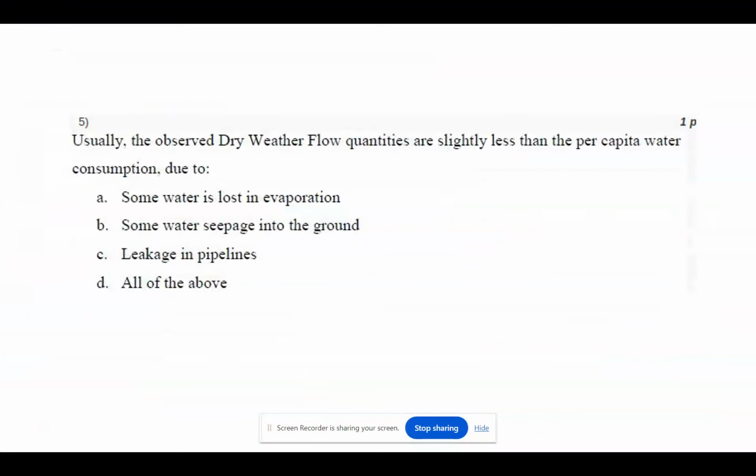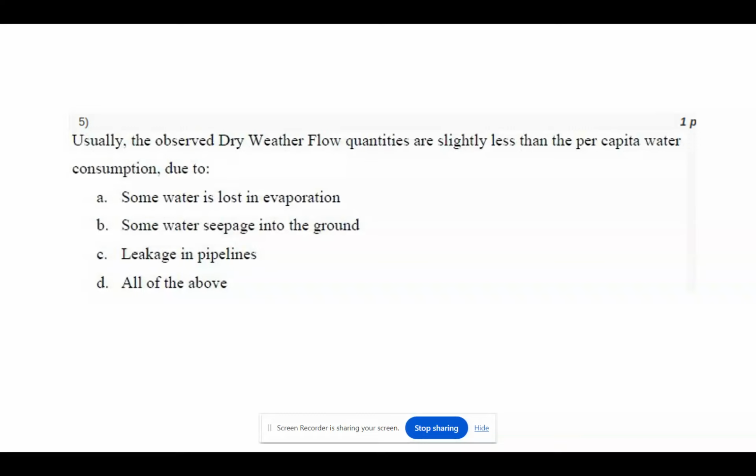Okay. So next question. Usually, the observed dry weather flow quantities are slightly less than per capita of water consumption. So this is the dry weather flow. Dry weather flow means we are not considering the runoff water, only the waste stream which is produced from different sectors that we have discussed. So when we calculate the estimation, it is always less than the per capita water consumption. So what is the reason for that?